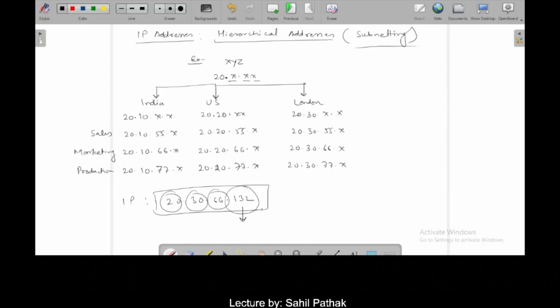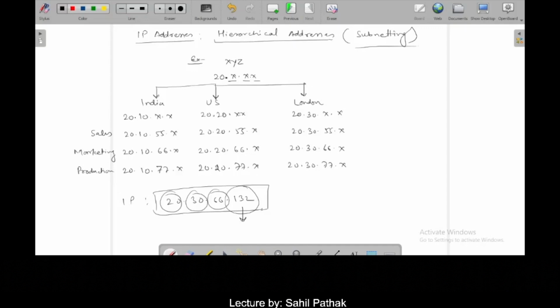That is why the addresses are assigned hierarchically, so that the hierarchy will give you certain information about the host also. Just by looking at the IP address, you can get the exact details of the host. So this is the general introduction of IP addresses.